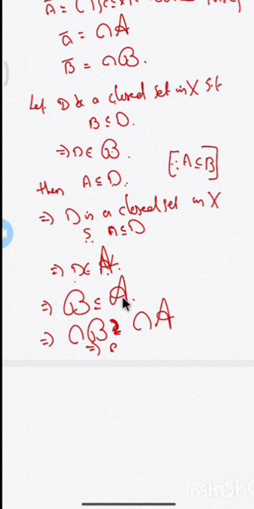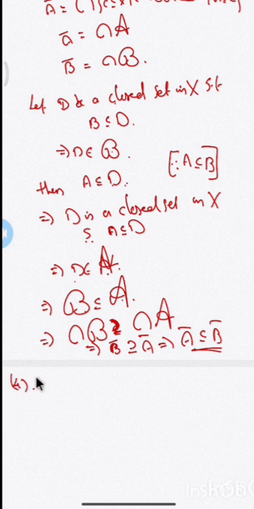So this is the bigger collection, this is the smaller collection, and the intersection increases with the decreasing of the collection. So the intersection of script B contains the intersection of script A. So this is our B closure. B closure contains A closure, that is, A closure is contained in B closure, which completes the proof. Okay. Now the next property.